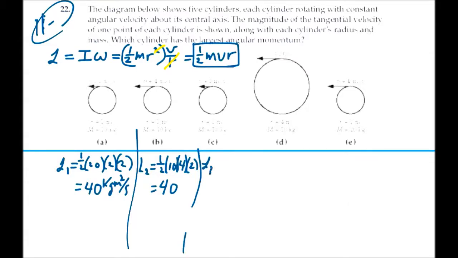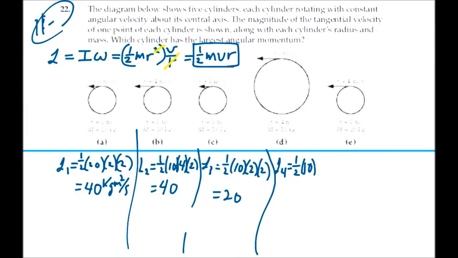For the third one, we're going to have 1/2 times the mass, 10, times the velocity 2, times r, 2, which will give us 20. For the fourth one here, we're going to have 1/2 times the mass, 10, times the velocity 2, times r, which is 4, which is 40.